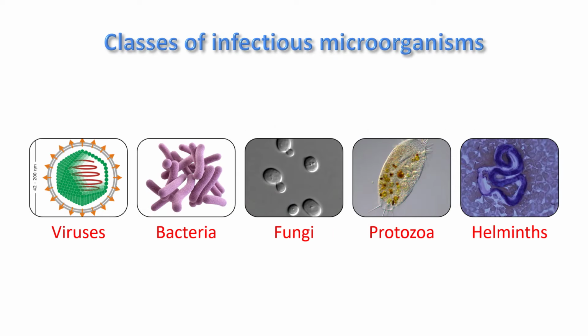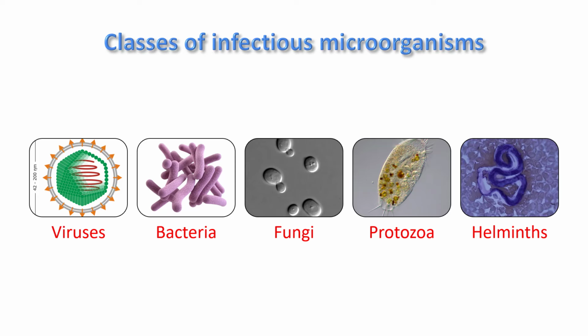Let's move on to the classes of infectious microorganisms. So viruses, bacteria, fungi, protozoa, and helminths. Viruses are submicroscopic particles, and there was a time when they were even classified as dead objects, as dead particles, right? And actually they sit between dead and living. They don't have all the characteristics of a living organism. It's just a DNA or an RNA inside a shell.